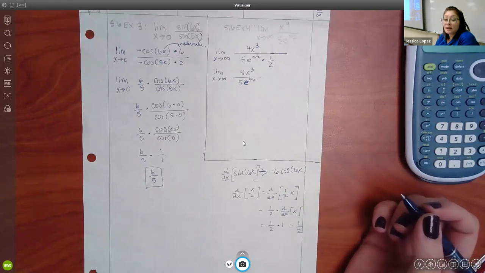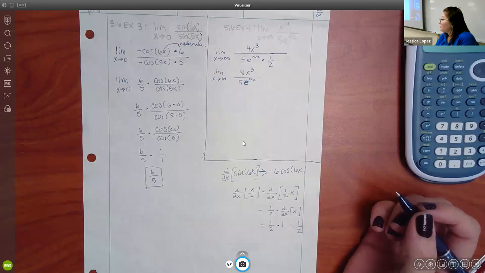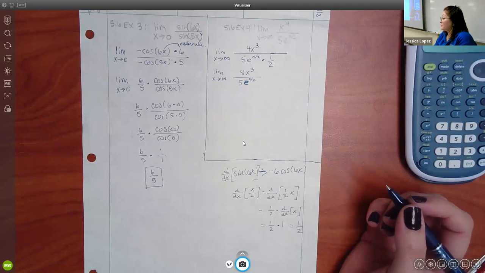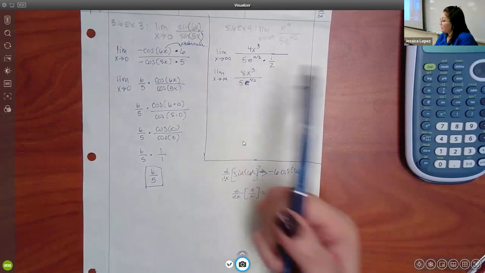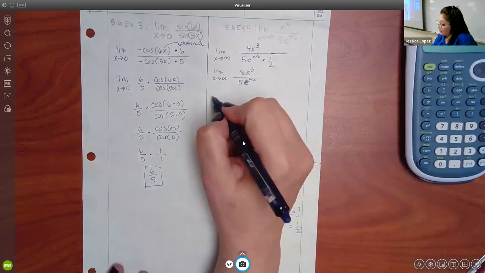Thank goodness they only gave me x to the fourth, because I have to apply it over and over and over again until I no longer have x in my numerator, because that's the only way we're going to get anywhere. Okay, so I have to keep doing this. And because I have a cube, I have to do it 3 more times, right? So we're going to go for it.